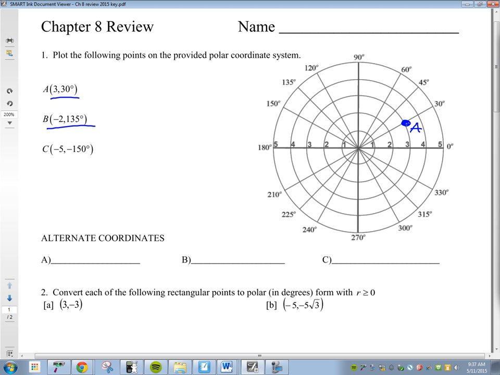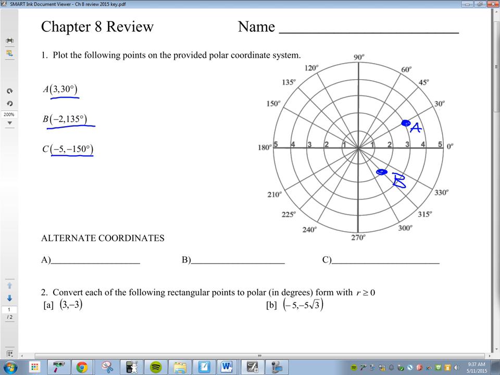Jasha, what's the negative 2 radius going to do? Move it across to the other side, so it should be down here at 315. There's B. Okay? C says negative 5, negative 150. So I'm going to go to 150 degrees here. Okay, here's 150 degrees.